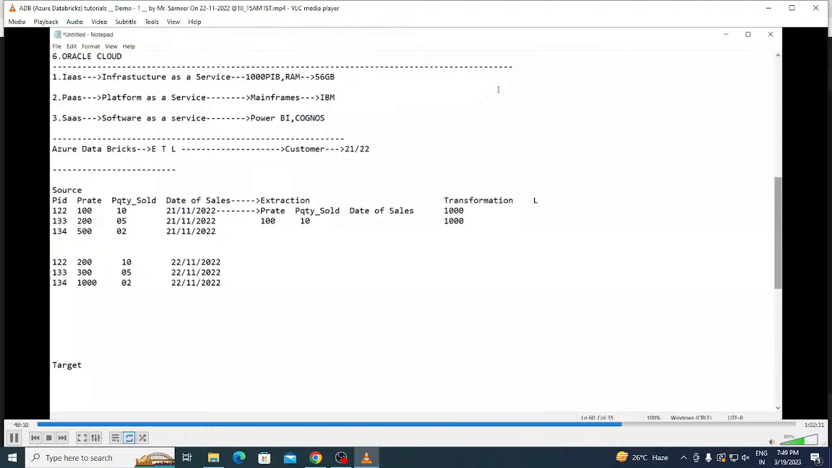Yes. Now guys, see here. We were discussing the calculations. 100 into 10 is 1000. 200 into 5 is what? 1000. 500 into 2? 1000. Now calculate the sum here. What is the sum of these three? It is 3000.